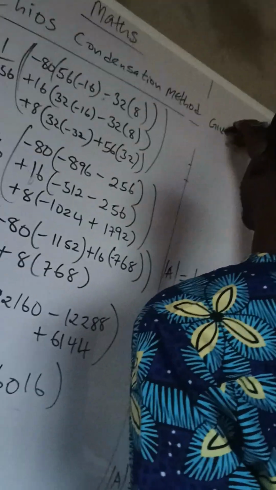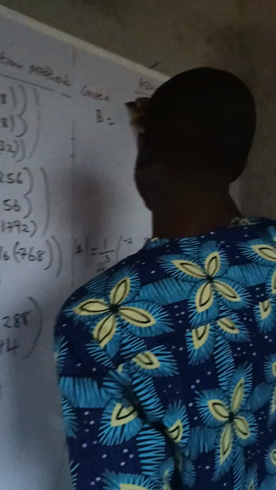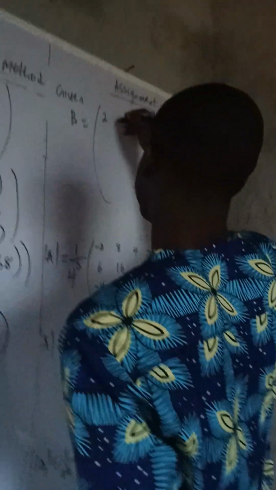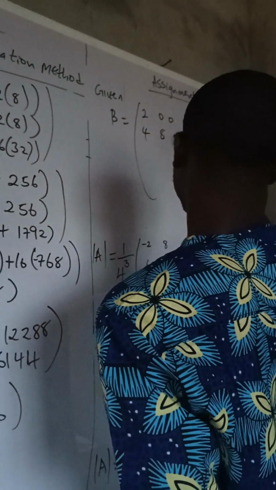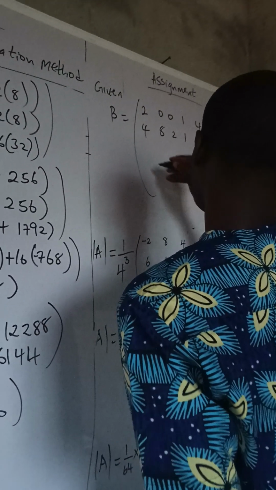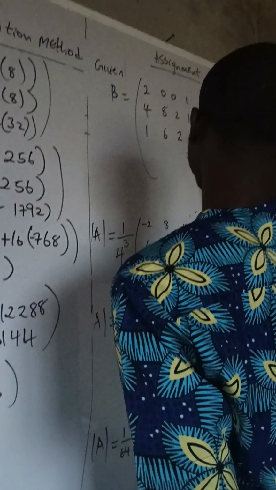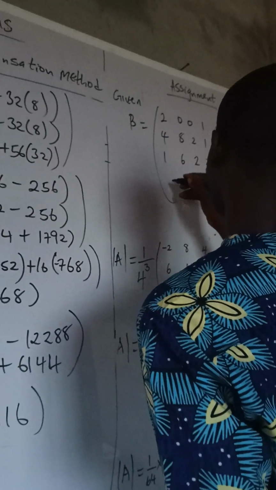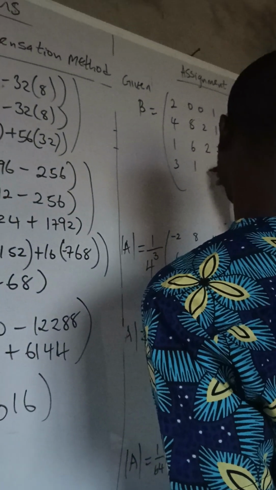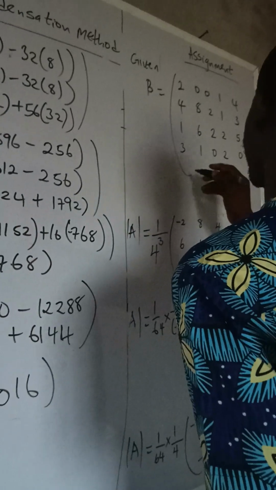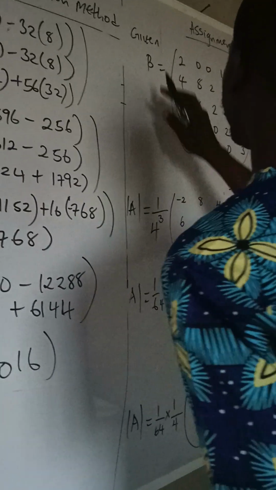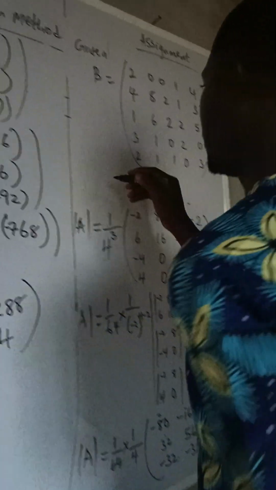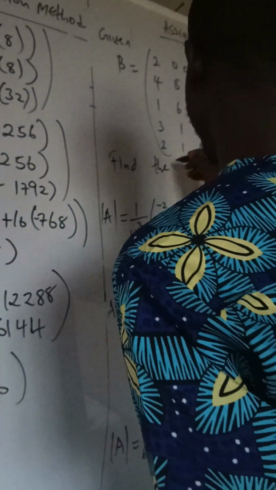Given B equals this matrix. Given B is this matrix, and find the determinant of B.